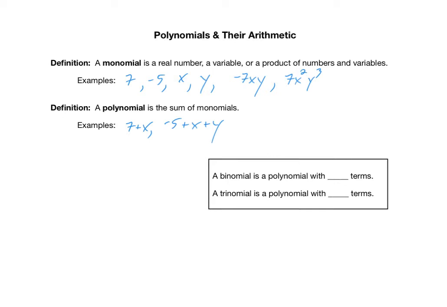Before we get to doing arithmetic with polynomials, there is some special vocabulary that goes with them. First is a couple of things down here. A binomial is a polynomial with how many terms? Well, bi, that prefix means 2. So a binomial is a polynomial with 2 terms. What then do you think a trinomial is? Well, the prefix tri represents 3, so a trinomial is a polynomial with 3 terms. 7 plus x is an example of a binomial, and -5 plus x plus y is an example of a trinomial.